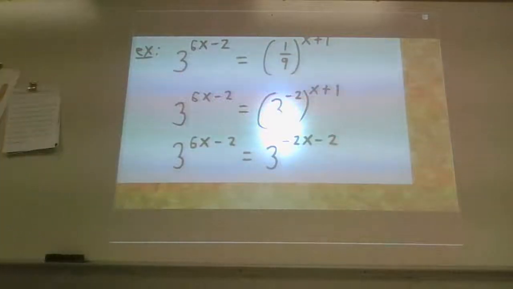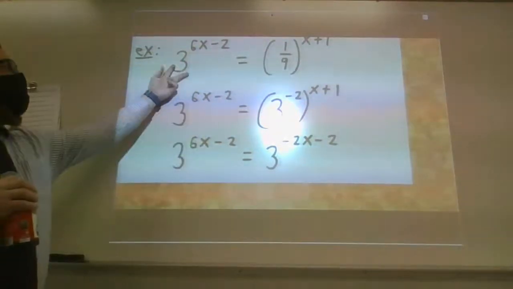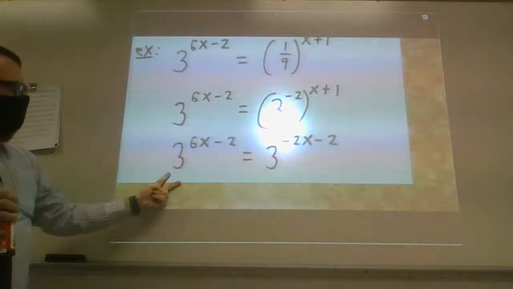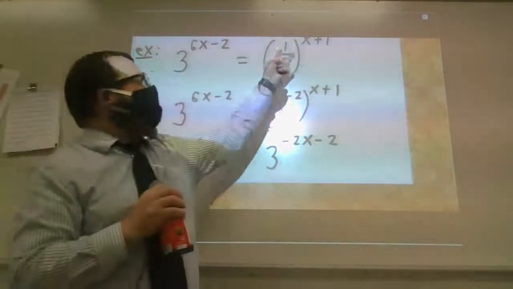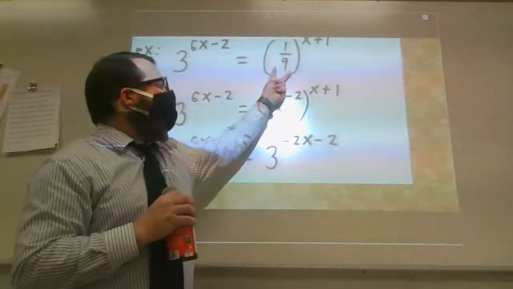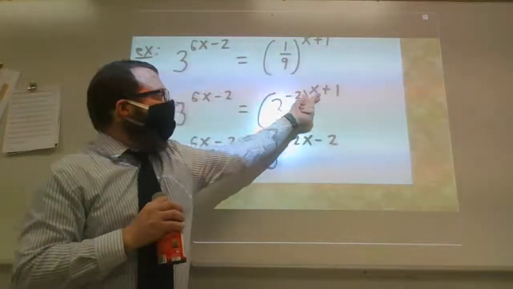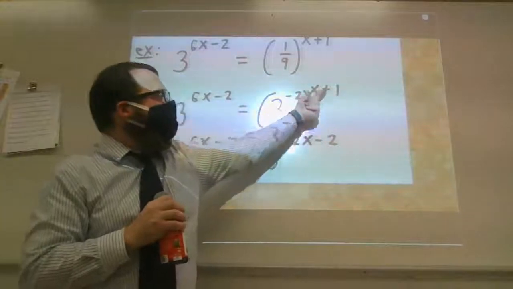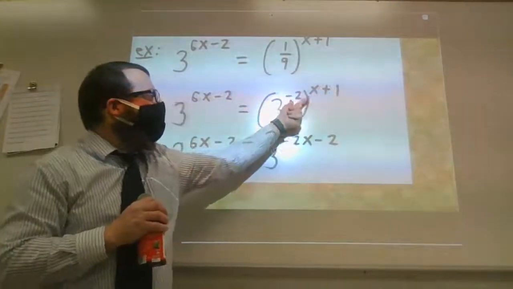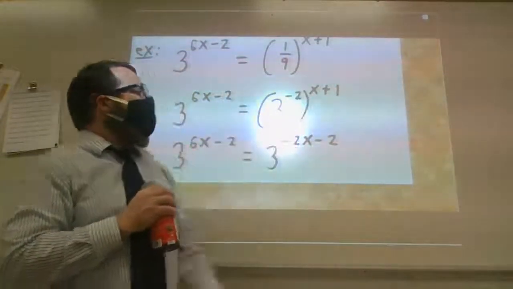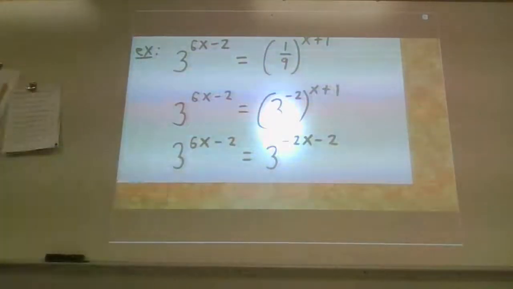There was a problem last week where I believe we had to change both bases. That can happen. But this was already a base of 3, so I just kept it the same the whole way down. Whereas on the right side, I had to change that 1/9 to be a base of 3, but then to clean up the exponent, I had to multiply the two exponents together, distributing that -2 to get what I have there.